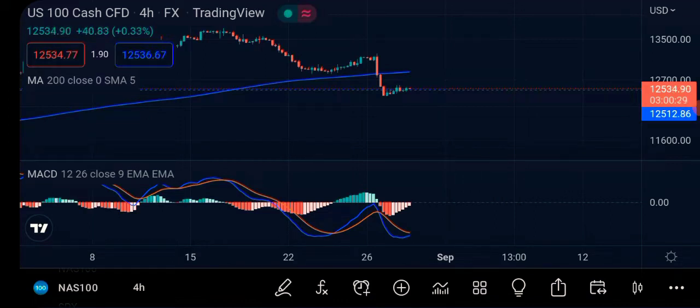It has not broken out. So rather than entering the trade now, we would wait. Also, if you notice the 200 MA, the 200 moving average has also crossed the chart, which means it is going above the candle. That is also a confirmation that the market is still in a downtrend. But we are going to wait.